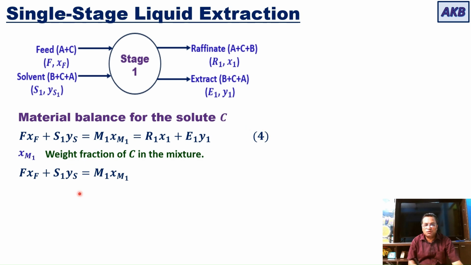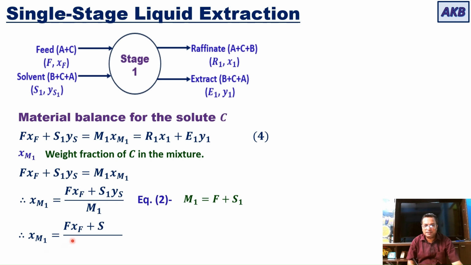So from equation 4, I can write F XF plus S1 Ys is equal to M1 into XM1, that is XM1 is equal to F into XF plus S1 into Ys divided by M1. And previously we got equation 2, which gave M1 as F plus S1, and now I'm going to use this over here. So XM1 is equal to F into XF plus S1 into Ys divided by F plus S1, and I'm calling it equation number 5. Okay, so let us continue.